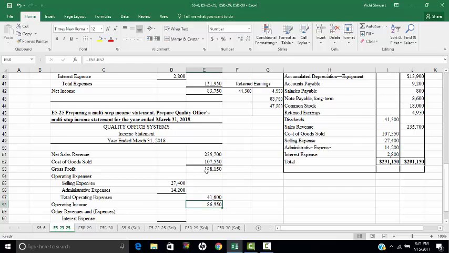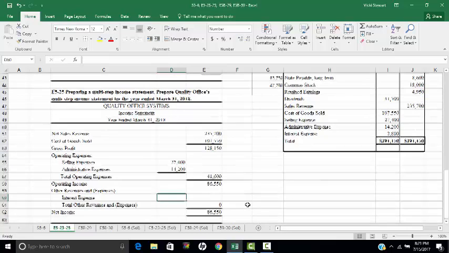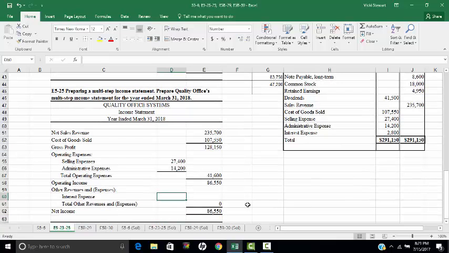Operating income, which we get from subtracting the operating expenses from gross profit, is $86,550. And now we're going to have our other revenues and expenses and subtract our interest expense in that category. That gives us a net income again of $83,750 after we subtract the total other revenues and expenses of $2,800.